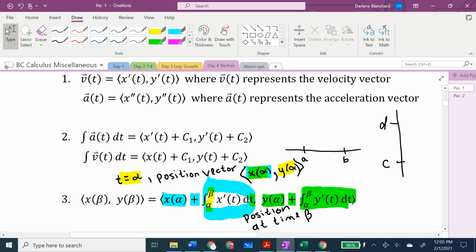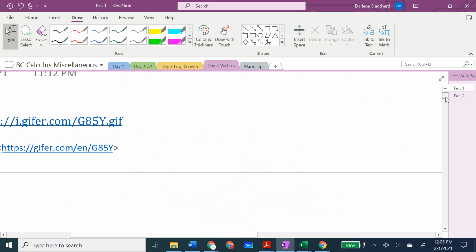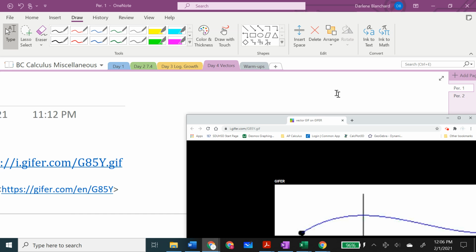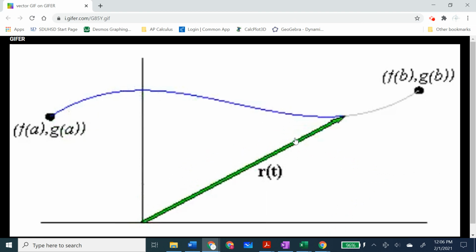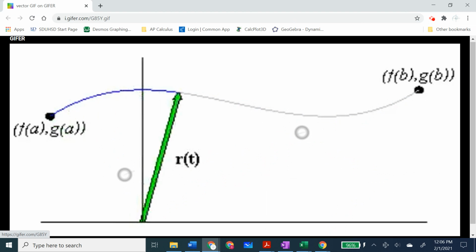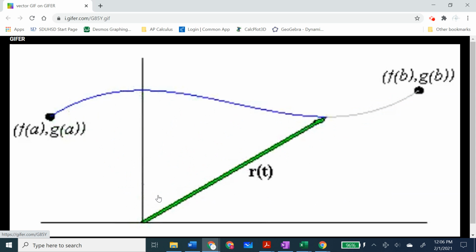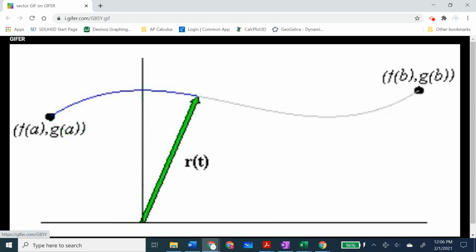Now, before I go any further, I want to show you the GIF I had planned because I want to make sure that you understand what is meant by vector motion. And I found this to be a nice visual. Okay, it won't shrink for me, but good enough. This is the origin right here.